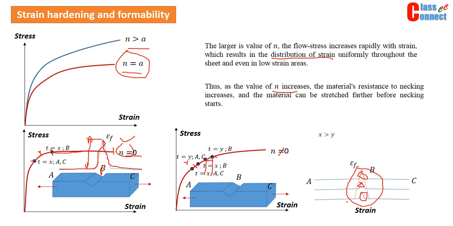So that is the main advantage of the strain hardening coefficient. We should choose a material for the forming process whose strain hardening coefficient is higher.